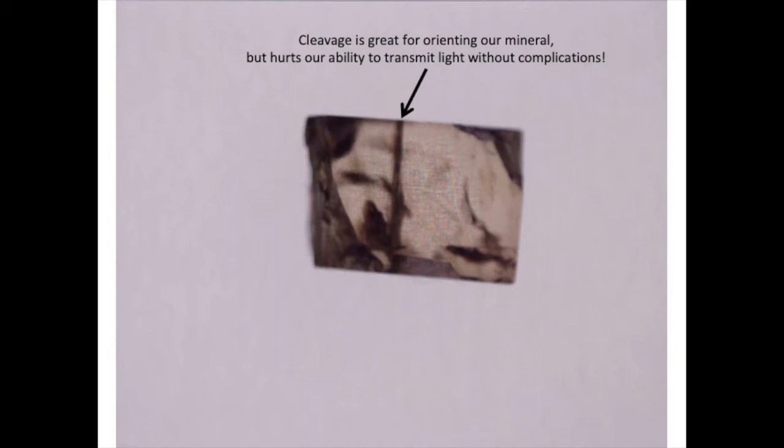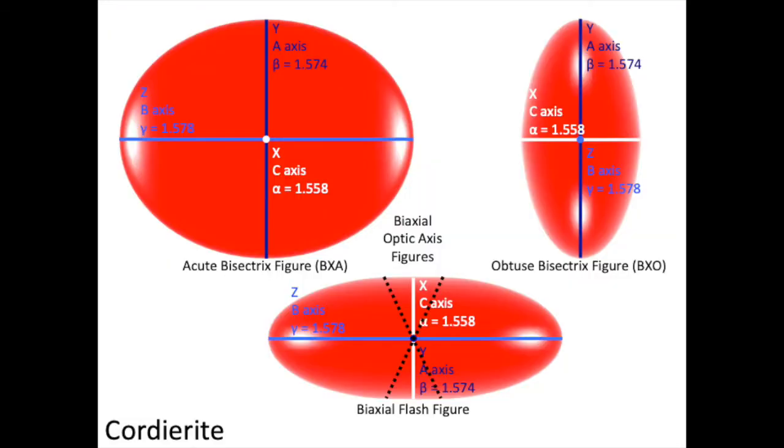For your reference, they would be a flash figure if we were looking down at the gamma-alpha plane, a BXA figure if we were looking at the gamma-beta plane, and a BXO figure if we were looking at the alpha-beta plane. And if we managed to look down one of the optic axes of our biaxial material, we'd see a biaxial optic axis figure. Also just note that the BXA and BXO figures are dependent upon whether a mineral is uniaxial negative or uniaxial positive. Cordierite is uniaxial negative, but if it were uniaxial positive, the BXA and BXO figures would switch their respective planes.